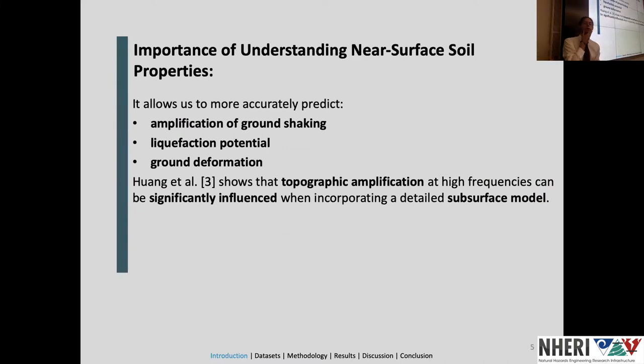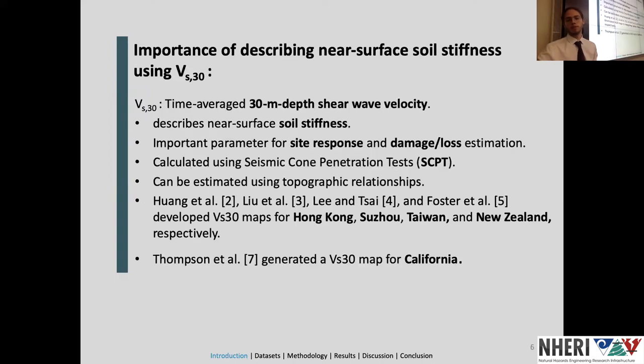Many studies show that understanding the near surface soil properties allows us to more accurately predict, one, the amplification of ground shaking in the soil, while also improving our predictions of liquefaction potential and ground deformation that could result from vertical settlement or lateral spreading. Huang et al. in particular showed that topographic amplification predictions were further improved when incorporating a detailed subsurface model.